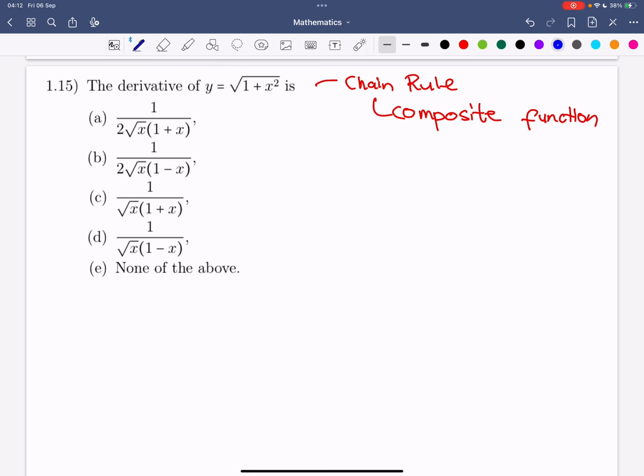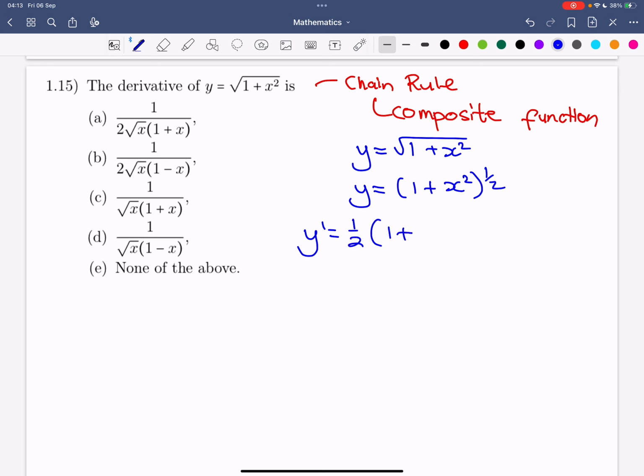So in this case, let's get into it. y equals the square root of 1 plus x squared. How can we simplify this? The first step here is just to take away the square root, so it's 1 plus x squared all to the power 1 over 2. So how do we find the derivative here? y prime equals, you drop down the 1 over 2, so it's 1 over 2, then 1 plus x squared to the power minus 1 over 2, multiplied by the derivative of the inside, which is just 2x. Okay, so we have managed to get that.